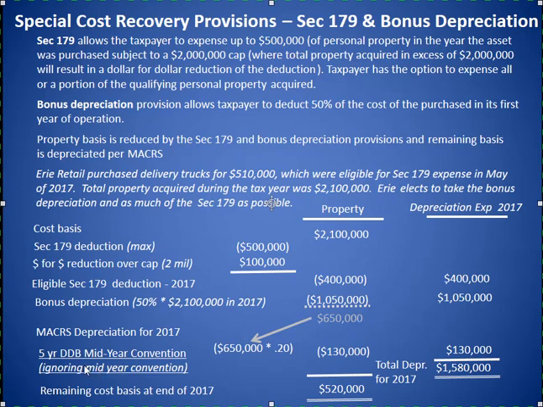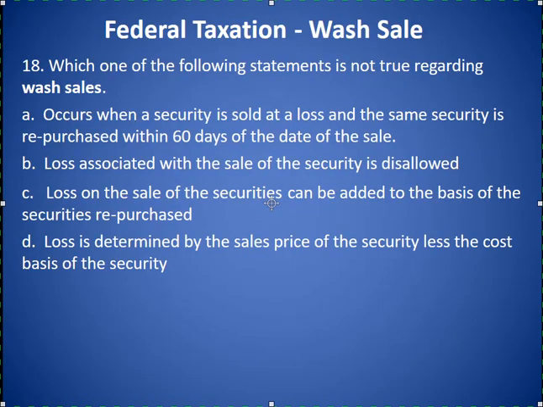Now, I'm using 5 years declining balance. In theory, mid-year convention, although to make life simpler here, I'm just ignoring the mid-year convention. But it would be the $650,000 remaining cost times 20% of that cost, which would mean I could also depreciate another $130,000 under MACRS during the year.